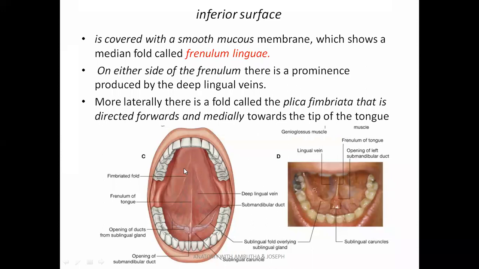Let's see the inferior surface. This is how the inferior surface looks when you try to touch your tongue to the palate. The surface that you can see here is the inferior surface. This is the inferior surface of the tongue, which is covered with a smooth mucous membrane, which shows a median fold called the frenulum linguae.